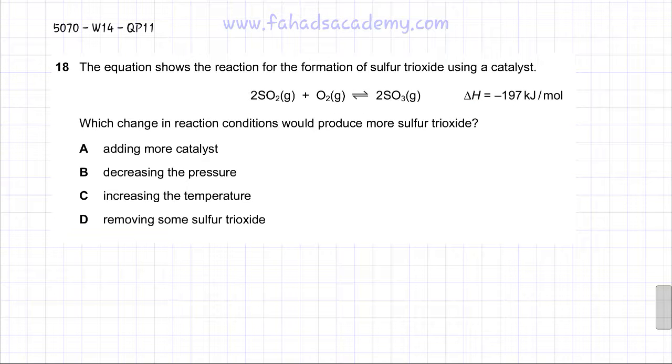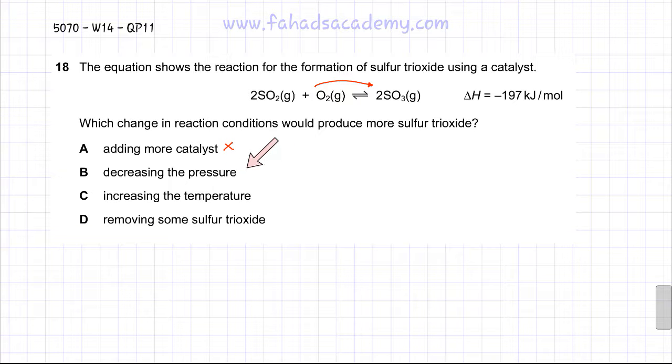So what we need to do is increase the rate of the forward reaction with respect to the backward reaction. We want the forward reaction to be favored, so more SO3 could be produced. Now the first statement is adding more catalyst. Adding more catalyst would not affect the overall yield of SO3 because the rate of the forward reaction and the rate of the backward reaction would both increase in speed. So no change would occur to the equilibrium position.